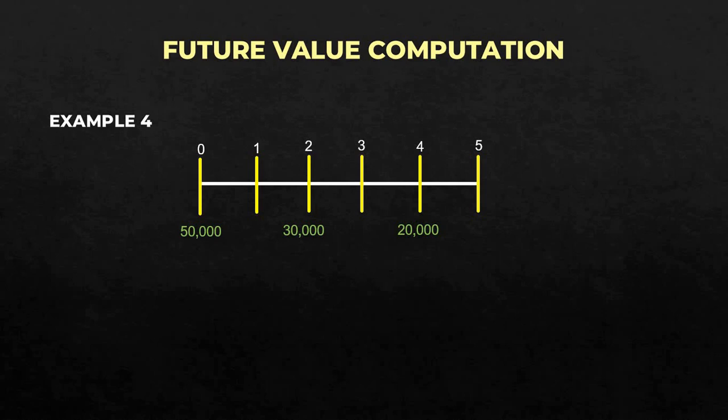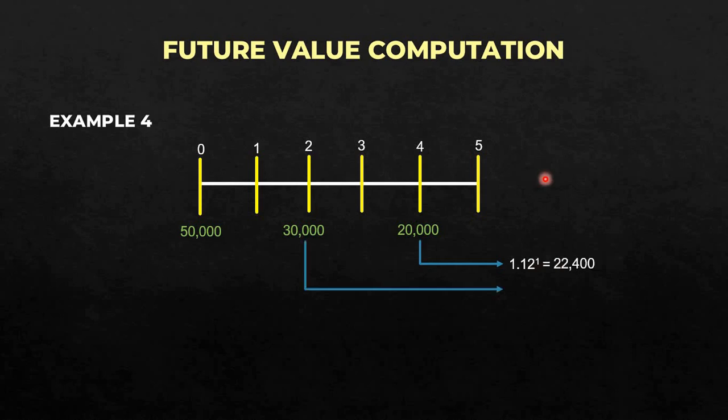Unahin natin yung 20,000 pesos. And again, yung n na gagamitin natin is yung number of compounding periods na dadaanan niya bago siya makarating ng end of the term, which is the end of 5th year. Ang formula natin is 1.12 raised to positive 1. Dahil isa lang ang dadaanan niyang compounding period bago siya makarating ng 5th year, positive 1 ito. So, 20,000 times 1.12 raised to positive 1, that is 22,400.